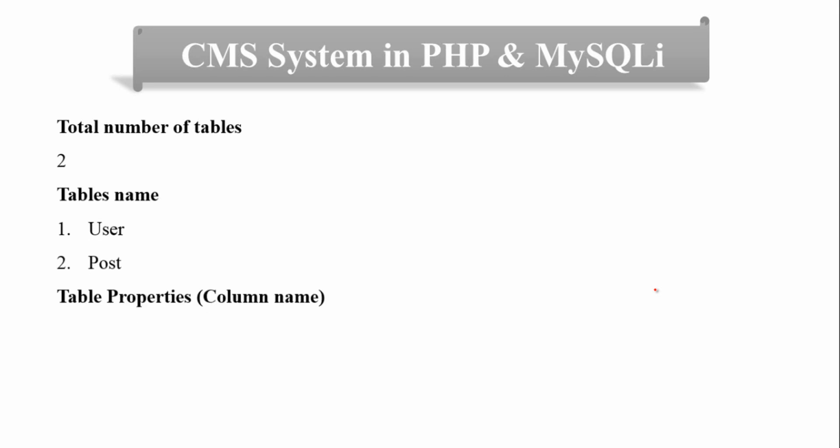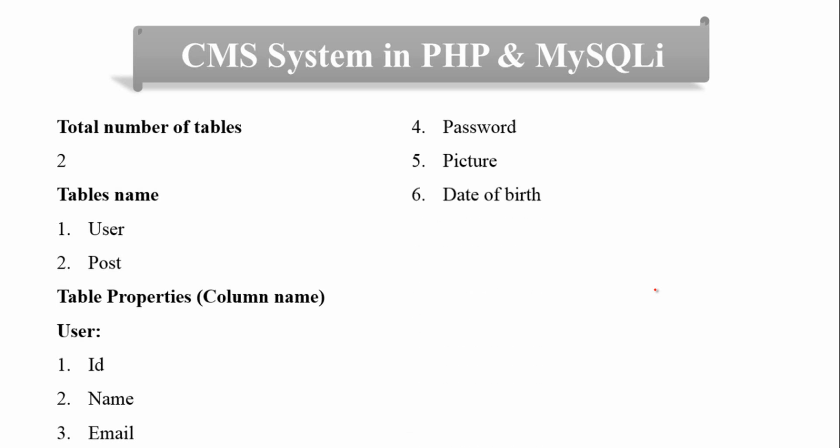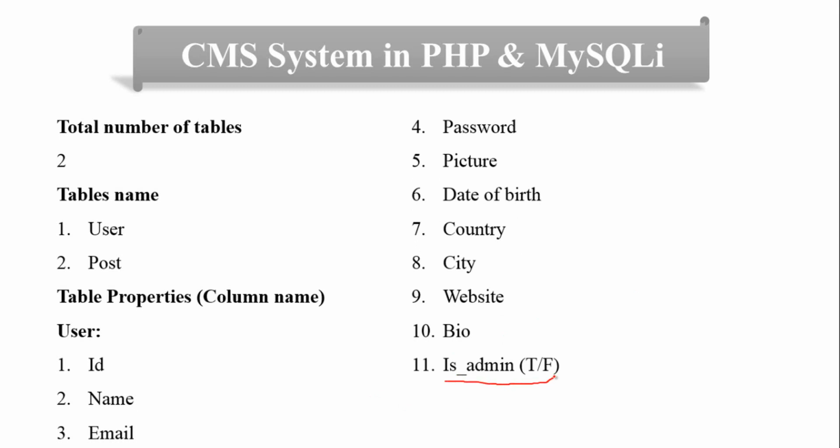The properties, meaning column names, for user will be, for example, user ID, user name, user email, user password, user picture, user date of birth, user country, user city, user website, user bio, and is admin. Using this column we can make any user an admin. By default, we will pass this value as false. All users will be normal users, and the admin will be able to convert any normal user to an admin user.